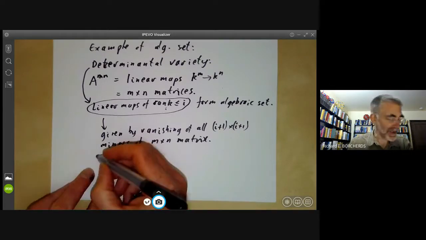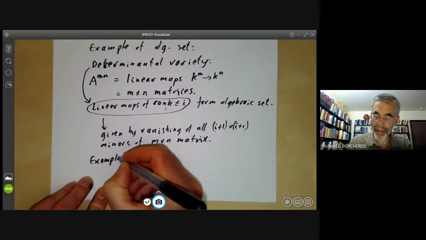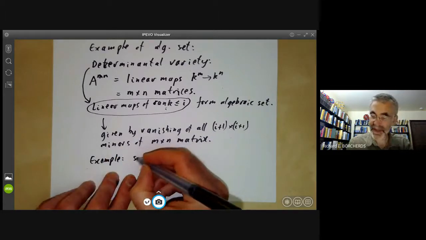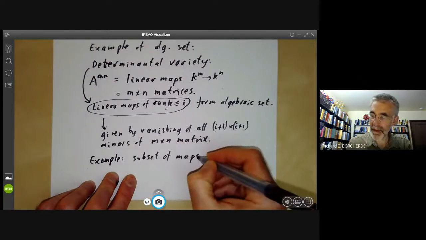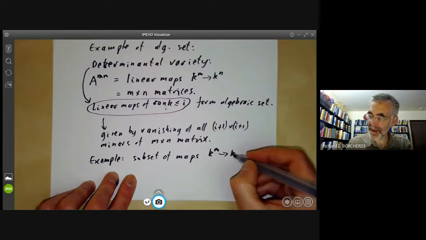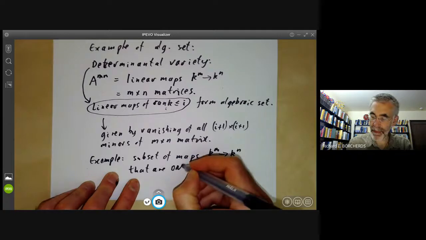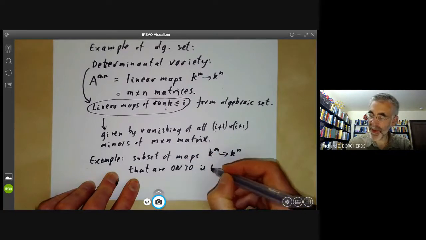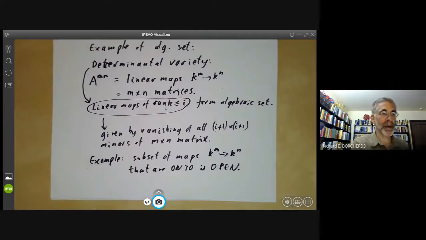In particular, for example, the subset of maps from k^m to k^n that are onto is open in the Zariski topology.